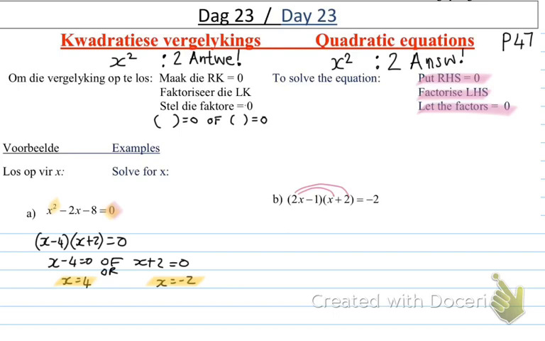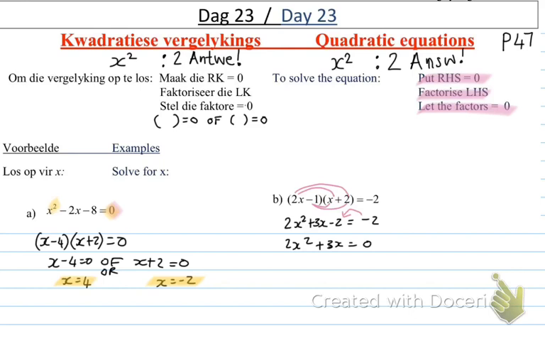Then number B. For this one, I need to first multiply everything in. This is a FOIL rule question because it's a 2 term times a 2 term. So it's going to be 2x squared plus 3x minus 2 is equal to negative 2. Now I take everything to the left hand side so that there's 0 on the right hand side. That negative 2 goes over and it becomes positive 2. So minus 2 plus 2 is 0, and I'm left with 2x squared plus 3x is equal to 0.